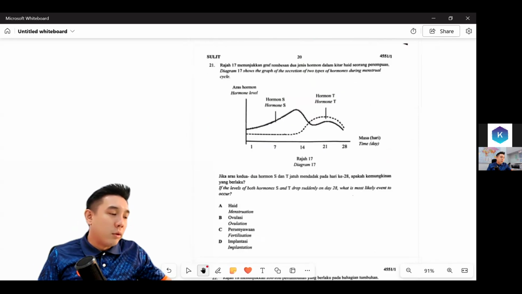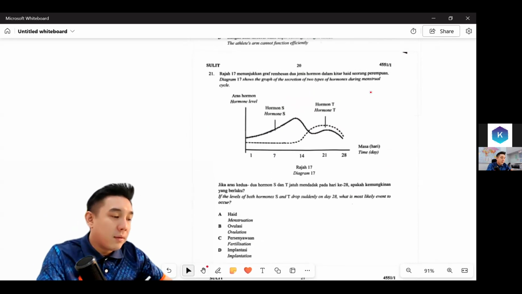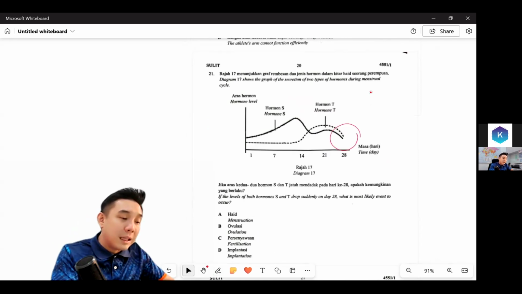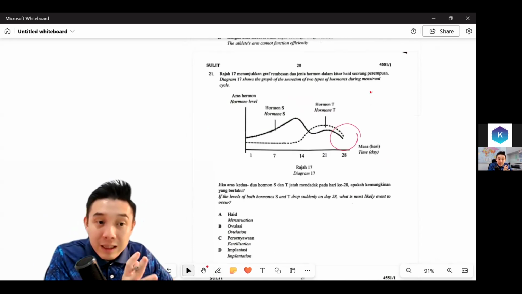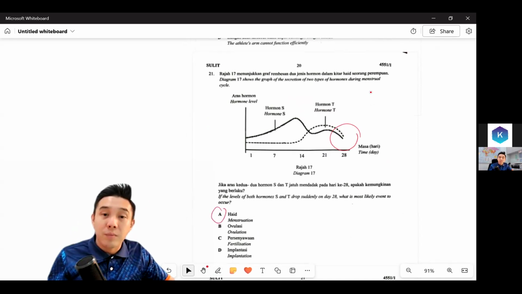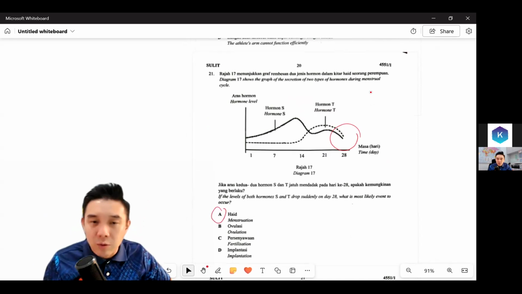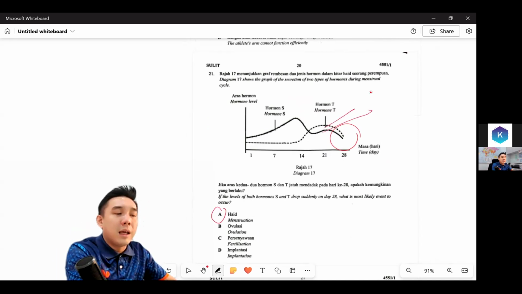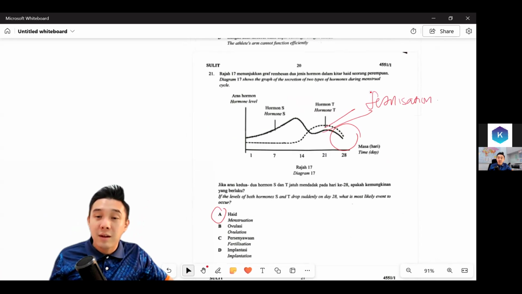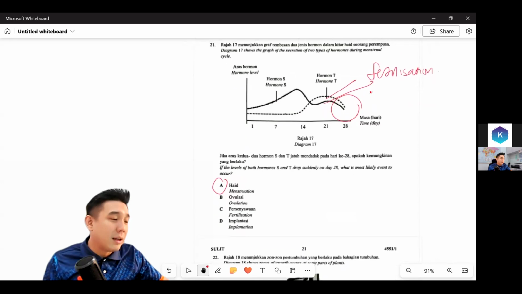21 is from the reproduction chapter. If levels of both hormones S and T suddenly drop on day 28, it means that no fertilization took place. Menstruation occurs. I always tell students be careful. If they go up, then it means that fertilization occurred. The female is pregnant. Congratulations. If they go down, it means not pregnant. Congratulations if you are still very young and not ready to get pregnant.